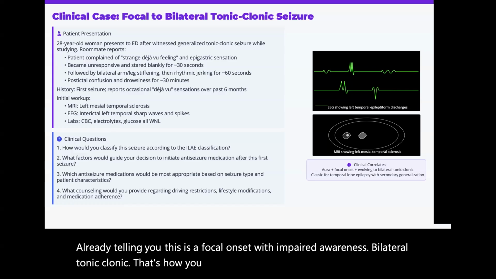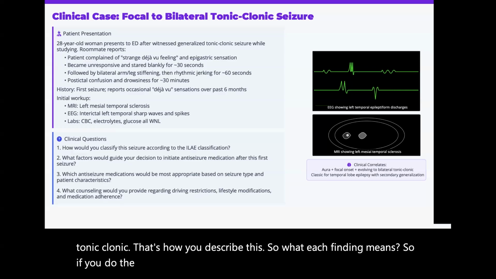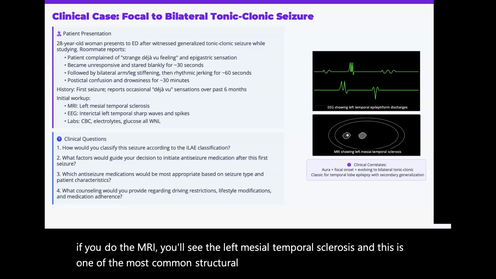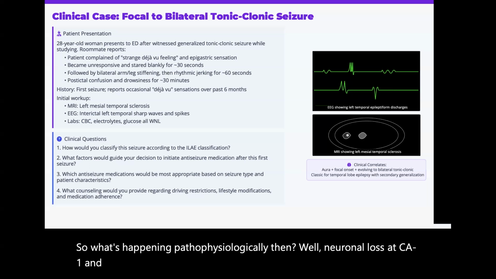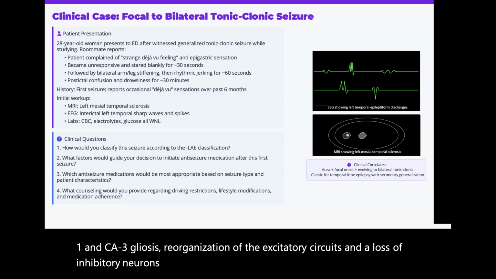So what does each finding mean? If you do the MRI, you'll see left mesial temporal sclerosis. This is one of the most common structural substrates for temporal lobe epilepsy. So what's happening pathophysiologically? Neuronal loss at CA1 and CA3, gliosis, reorganization of the excitatory circuits, and a loss of inhibitory neurons. All of this lowers her seizure threshold and creates that stable epileptogenic focus.